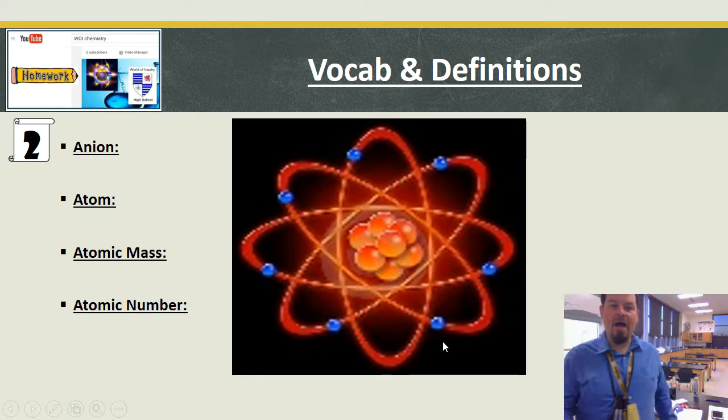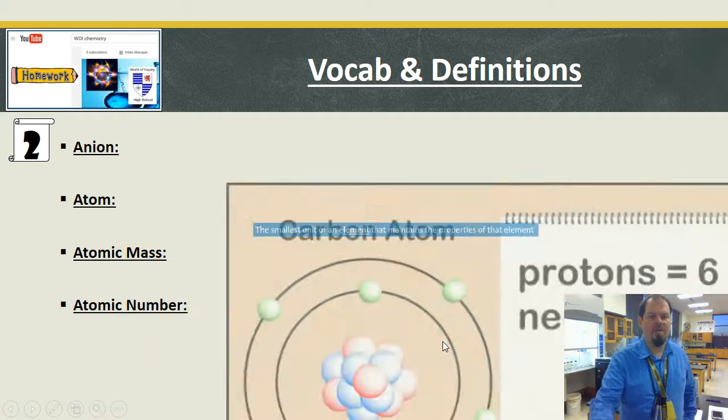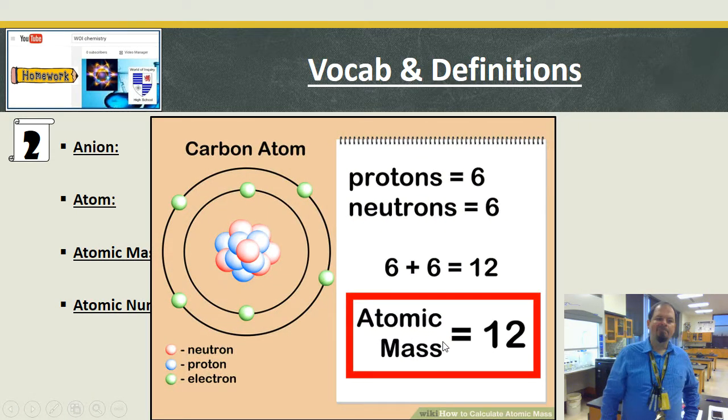Okay. Atom. The atom is the smallest unit of an element that maintains the properties of that element. Comes from the Greek word atomos, which means unable to be divided.